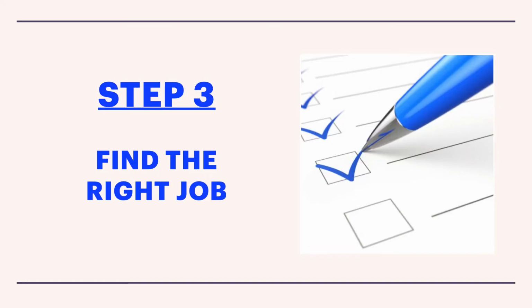In step 3, find the right jobs to apply for. Schools send out a list of essential and desirable criteria with the job advert. If you don't meet all of the essential criteria, don't waste time applying for that job because they won't invite you to interview. The more of the desirable criteria you meet, the better chance you've got of getting that job.